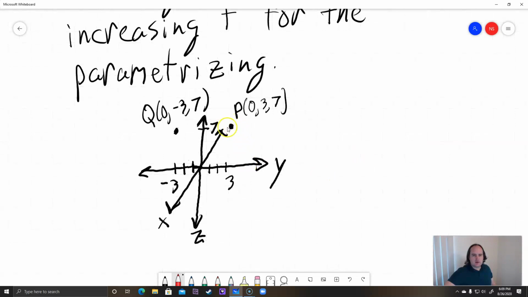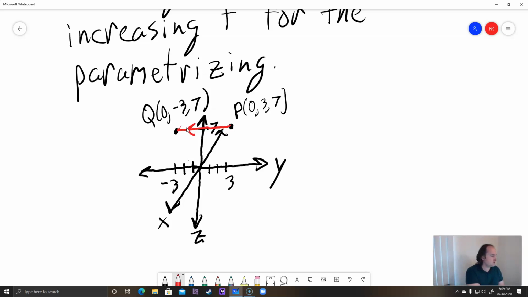Okay, so we're going to start here at point P, and we draw our line segment, and then we draw an arrow showing which direction the parametrization is going. So it's going towards Q. It starts at P and it ends at Q.